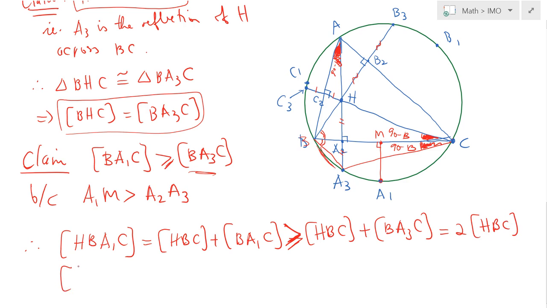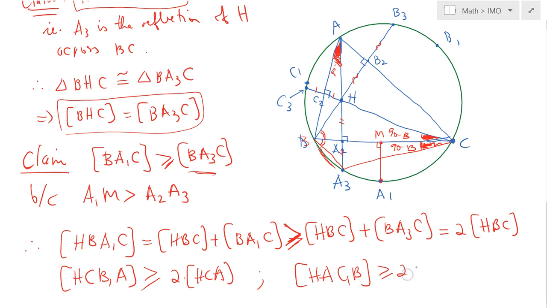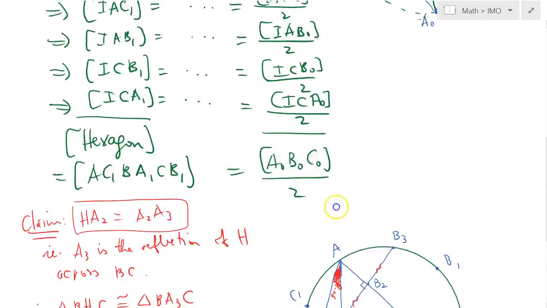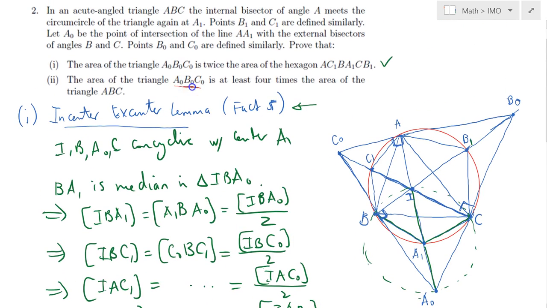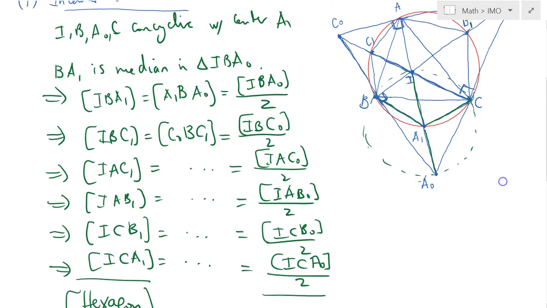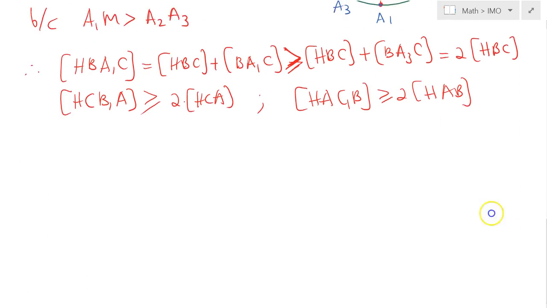In a similar way, quadrilateral HCB1A has area greater than or equal to 2 times the area of HCA, and also the area of quadrilateral HAC1B is greater than or equal to 2 times HAB. Now, we can go back to the original problem. The problem was saying that the area of triangle A0B0C0 is at least 4 times the area of our triangle. So let's start with A0B0C0.